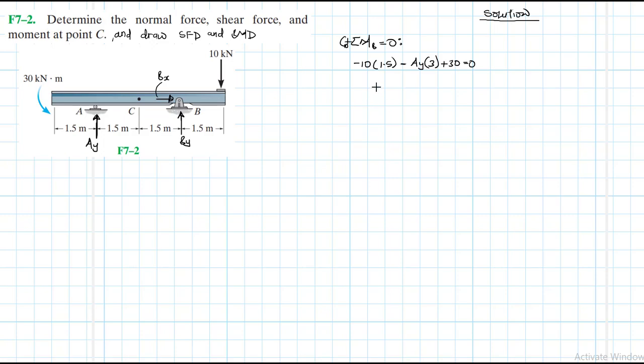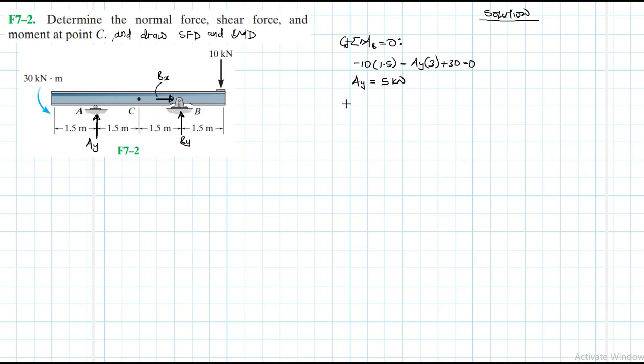Therefore our AY is just going to be equal to minus 10 by 1.5 plus 30, divided by 3. So we have 5 kilonewtons.